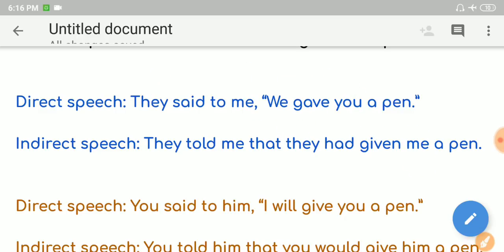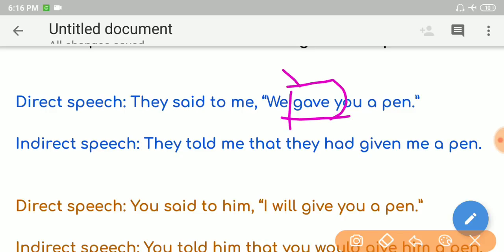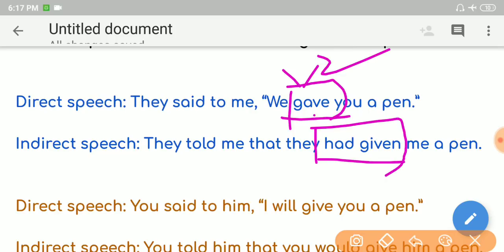At the same time, observe the tense. Gave is used. Gave is in V2, which means simple past. Again, putting a step back means past perfect. If it is present, just go back one step to past. If it is past, go back another step to past perfect, my dear friends. So that's why instead of gave, had given is used. Past perfect tense must be used, my dear friends.